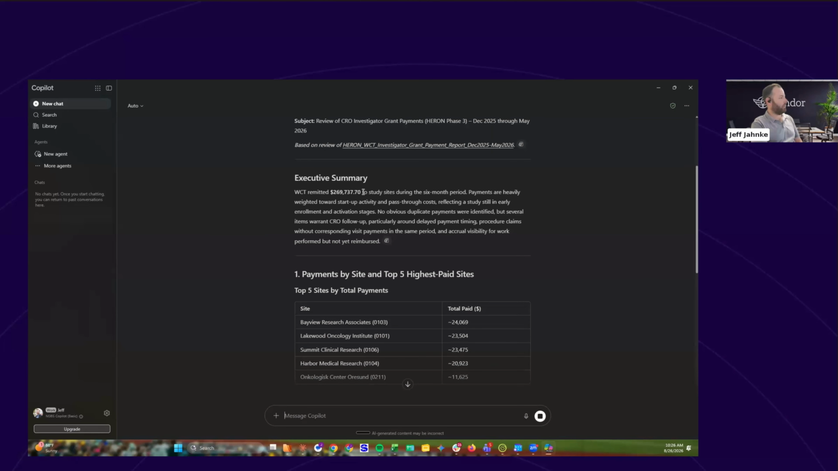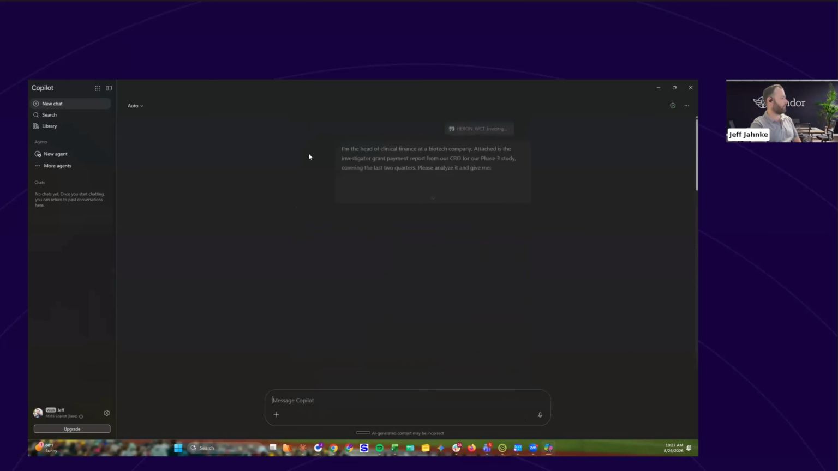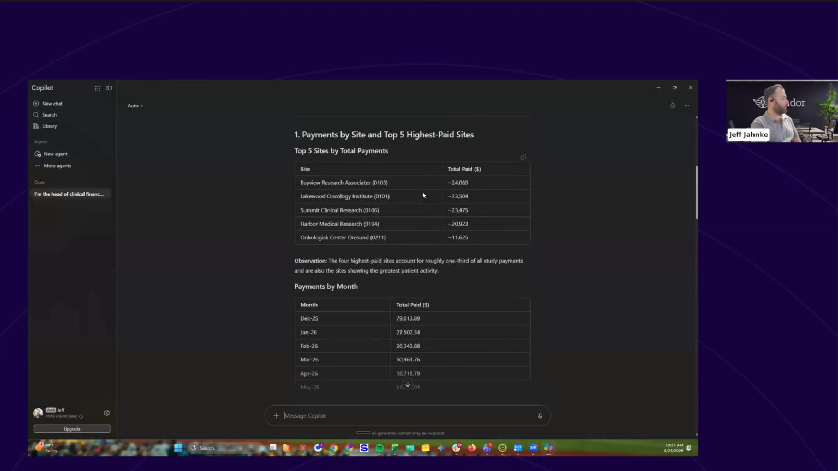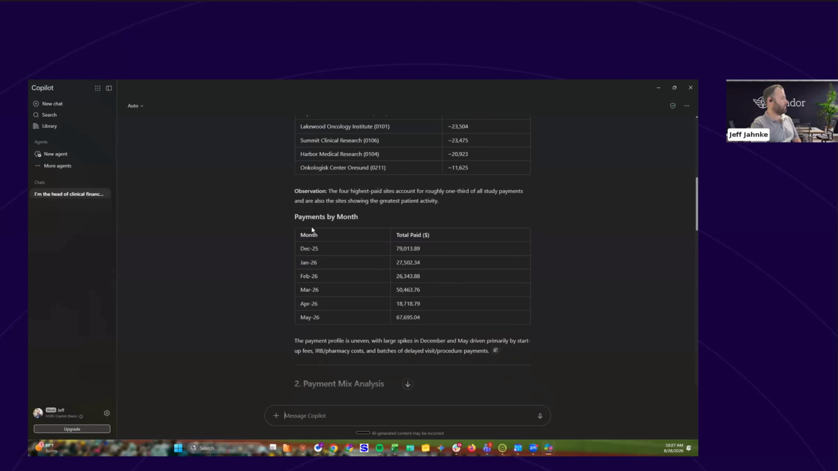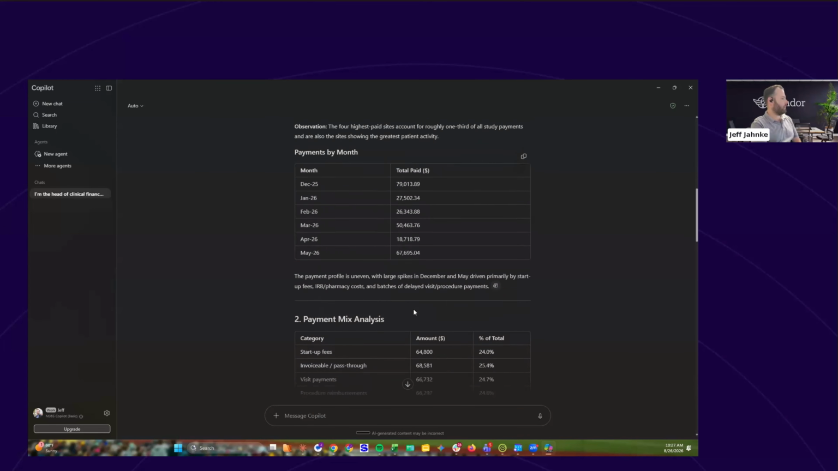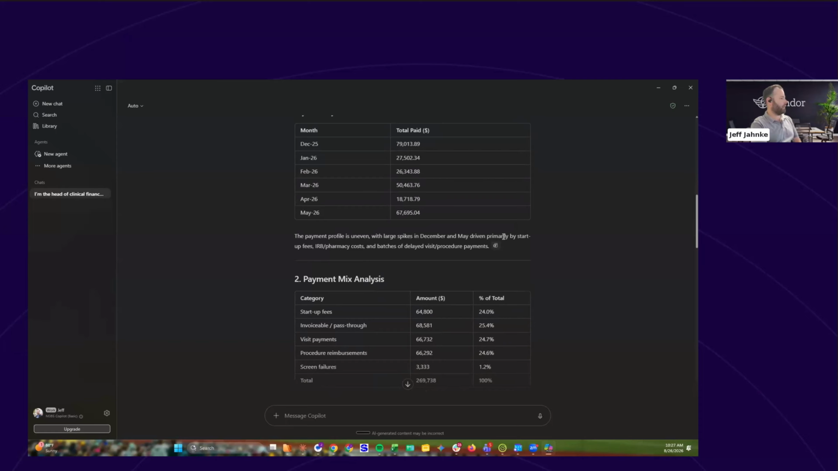It's putting out a really nice executive summary, basically saying that the CRO sent $270,000. Payments are mostly weighted towards startup activity and pass-through costs, reflecting a study still in early enrollment. No obvious duplicate payments were identified, but several reflect CRO follow-up. So then you get your top 5 sites by total payments, and it's outlining all of the different sites that it's paid. It's telling you the payments by month. The payment profile is uneven, with large spikes in December and May, driven primarily by startup fees, IRB pharmacy costs, and batches of delayed procedure payments.